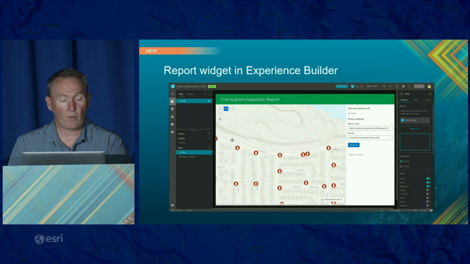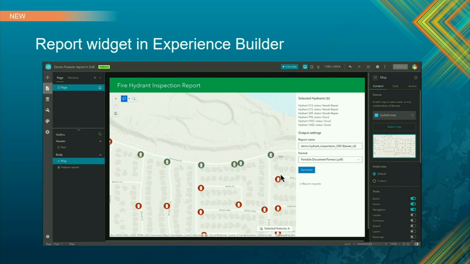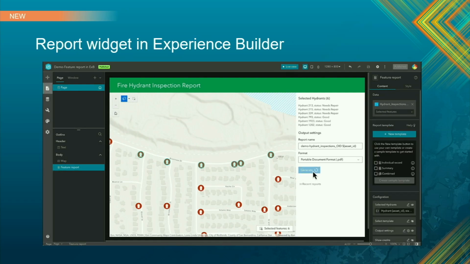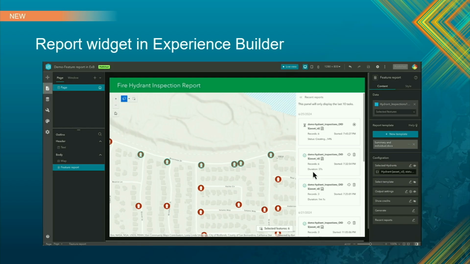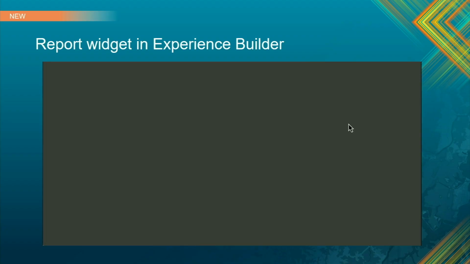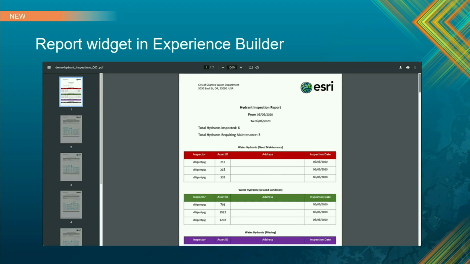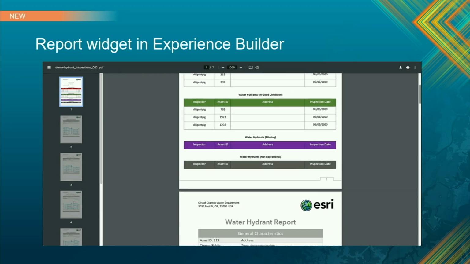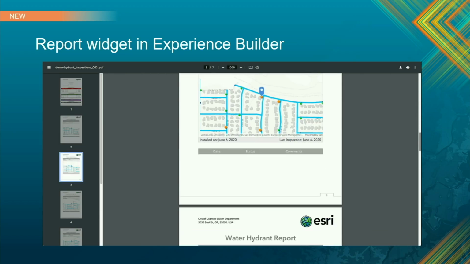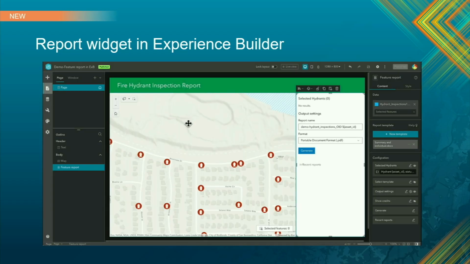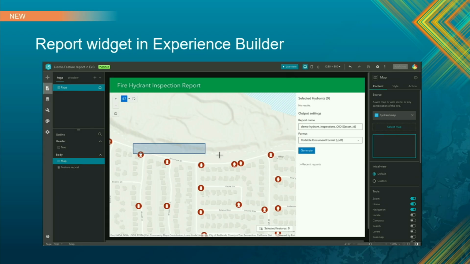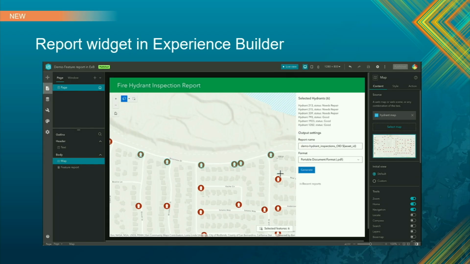We have a new report widget. So if you have data that's been captured in Survey123, we bring it into Experience Builder with this report widget. Here you see the example of selecting multiple features and then running reports using that report widget. And you can get those resulting PDF reports from the features. So, a new capability. It's in Experience Builder, but it's using the Survey123 report capabilities.